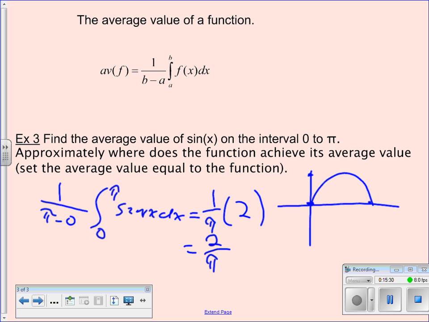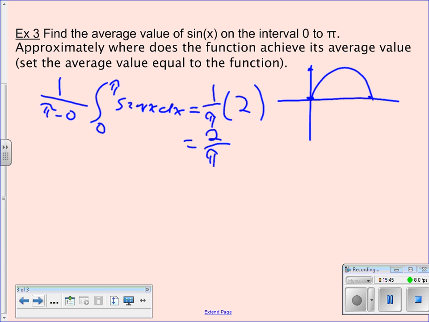Questions? All right. So then the second part of the question, what does it say? Where does this function achieve its average value? What they're basically saying is, that's my average value. Where is the sine of x equal to 2 over pi?